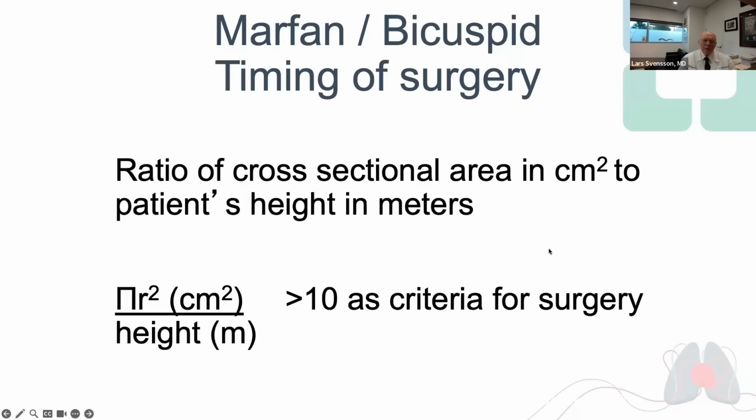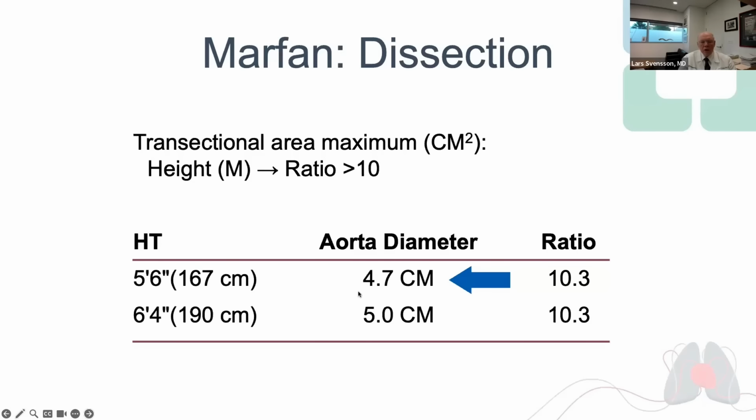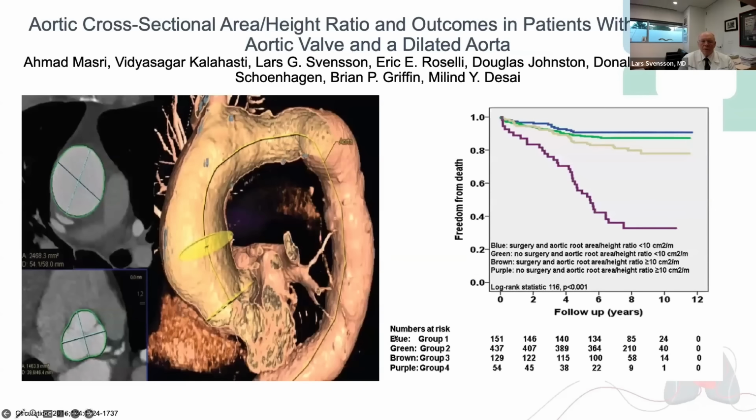So what about timing of surgery? And this is based on a study I did when I was in Boston with Marfan patients. And we found that when the cross-sectional area of the aortic root divided by the height of the patient is more than 10, that is an indication for surgery. So in a shorter person, that might be at 4.7 centimeters, and for a taller person, 5 centimeters.